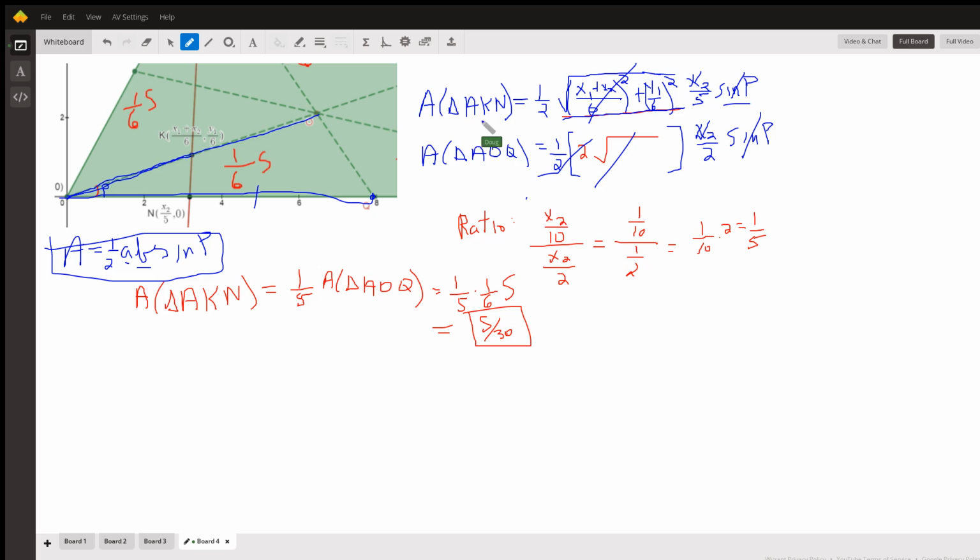So the area of triangle AKN is 1/5 the area of triangle AOQ. But the area of triangle AOQ, by the median theorem about the medians dividing the big triangle into 6 triangles of equal area, is 1/6 of the given S. So 1/5 of 1/6 is 1/30. So S over 30 is the formula for the area of triangle AKN.